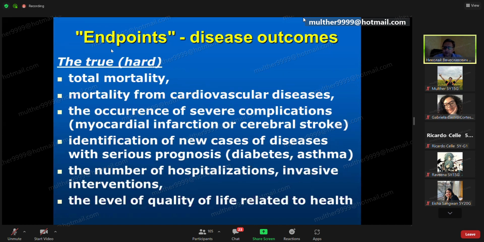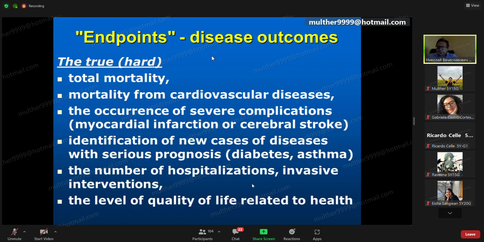Also, one important parameter which we should analyze when reading any articles or clinical guidelines is endpoints. Endpoints are significant disease outcomes, which we should analyze in the end, after completing a concrete stage of clinical trials. These endpoints we can divide into two big parts, true or hard.